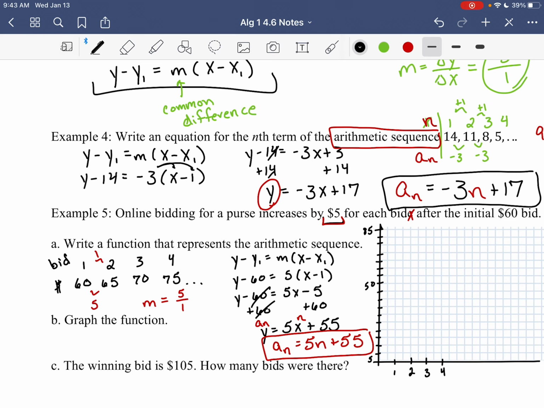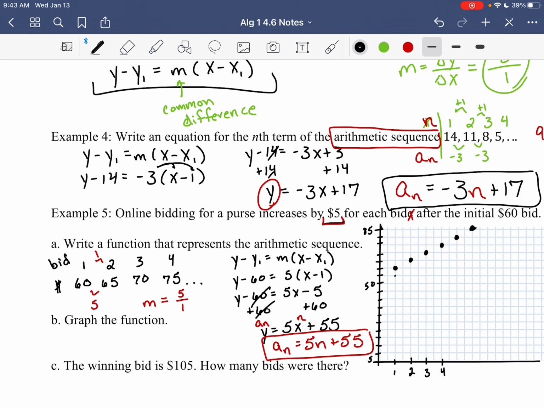So the first bid is $60. So the first bid is up here at 1, 60. The second bid is at 65. The third bid would be 70. Let's get rid of that, sorry. The fourth bid is 75. Fifth bid, sixth bid. Okay, so it's going to continue doing that. I do not connect the dots. Graphing the function is just the dots.